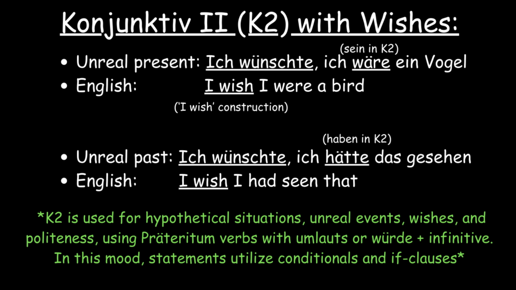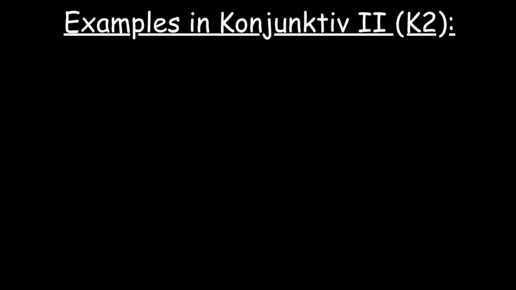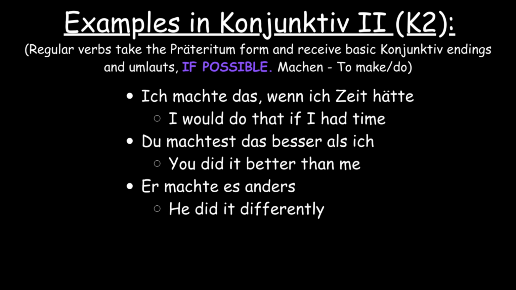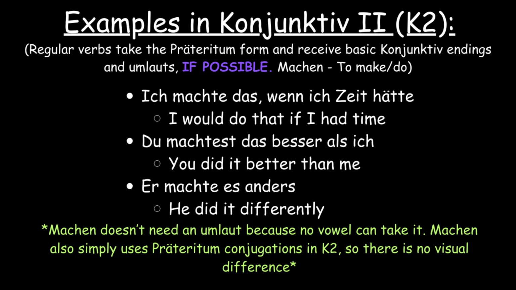Now, to fully conclude the mood and the lesson, let's finish with examples in Konjunktiv 2 that use different verbs and forms. For regular verbs, we take the Präteritum form, add the basic conjunctive endings and umlauts, if possible. Here, we have the verb machen. Ich machte das, wenn ich Zeit hätte. Du machtest das besser als ich. Er machte es anders. In this case, machen does not need an umlaut because there is no vowel that can take it.